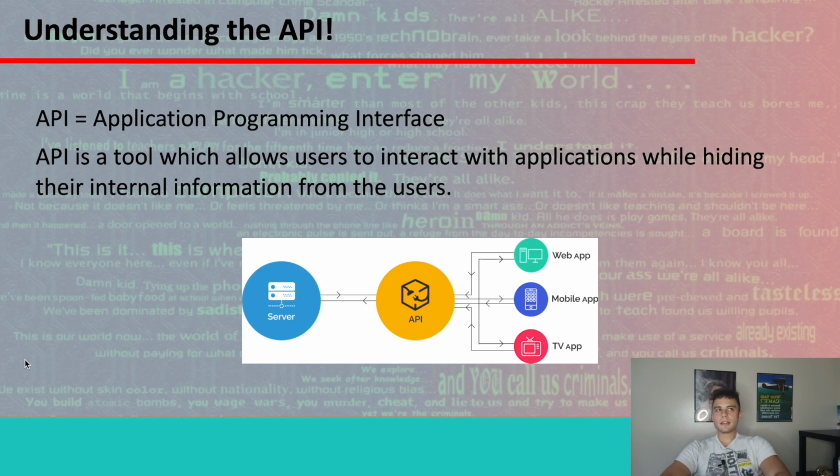So API is basically a way to interact with applications, but it doesn't show the user the actual structure of those applications. And this is a very good way for companies to provide certain information to users without telling them how this data is actually obtained and processed internally. So as you can see on the graph, we usually have a server, which is the database, and the database is accessible from different applications. As you can see, I put here web applications, mobile applications, TV applications. So we can access all this data using API.